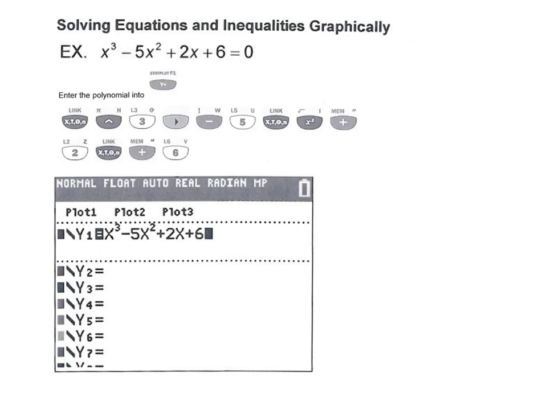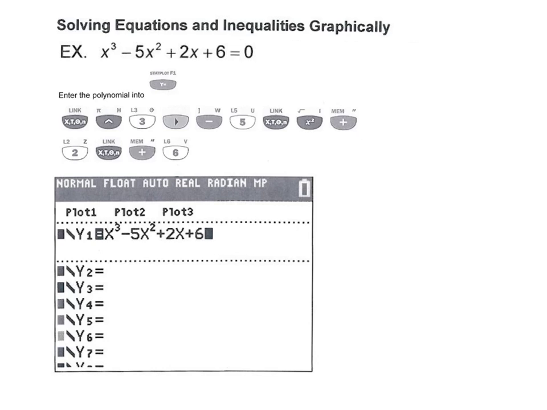If we're asked to solve an equation graphically, we'll use the graphing calculator. It's far too inaccurate to try to do this by hand. So it's time to get out the graphing calculator. We're solving x cubed minus 5x squared plus 2x plus 6 equals 0. We want to graph that.